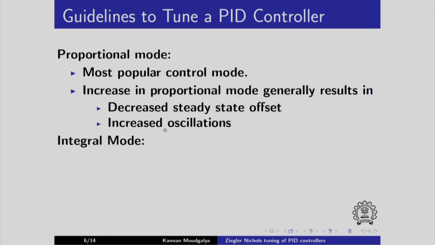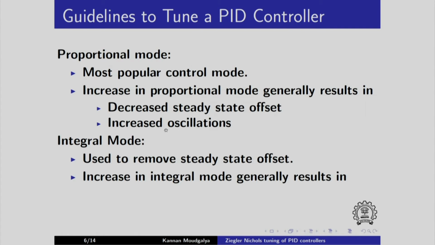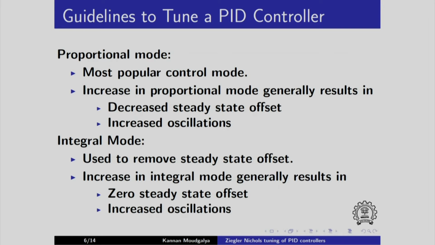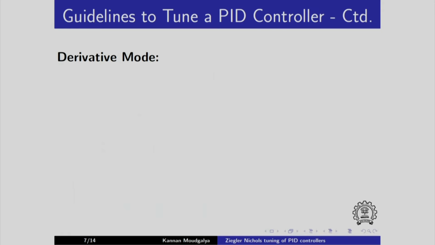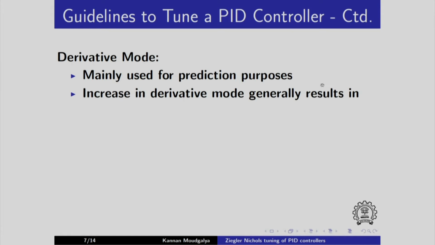We will next take up the integral mode. It is used to remove steady state offset. Increase in integral mode generally results in 0 steady state offset, but unfortunately there could be increased oscillations. The final parameter is the derivative mode that we will consider. It is mainly used for prediction purposes.